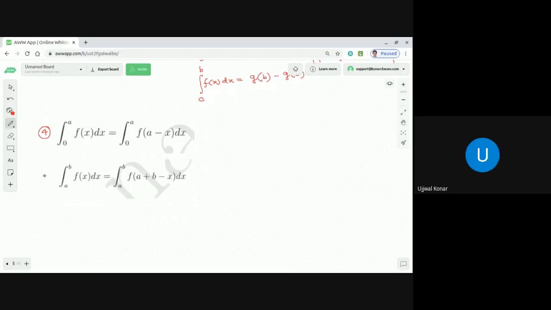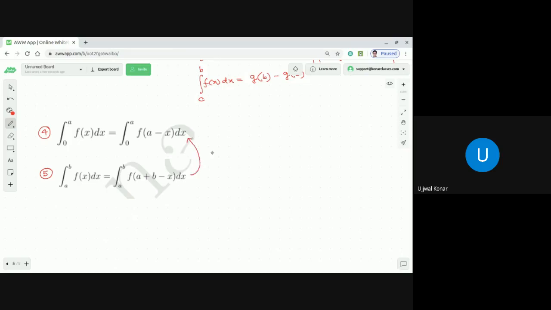So what I'll say is that this is a fifth property. What is that? Integration a to b f(x) dx is equal to integration a to b f(a + b - x) dx. This is the most generic with respect to the fourth. From the fifth property, you can go back to the fourth property.